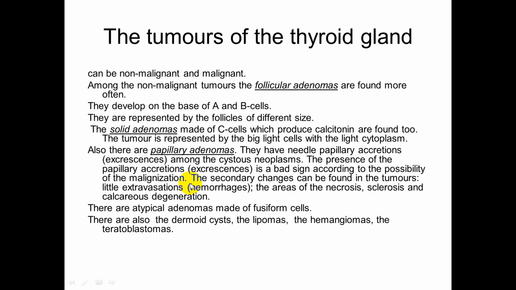Secondary changes can be found in the tumors: extravasation, hemorrhagia, areas of necrosis, sclerosis, and calcareous degeneration. There are atypical adenomas made of fusiform cells. There are also the dermoid cysts, the lipomas, the hemangiomas, the teratoblastomas.